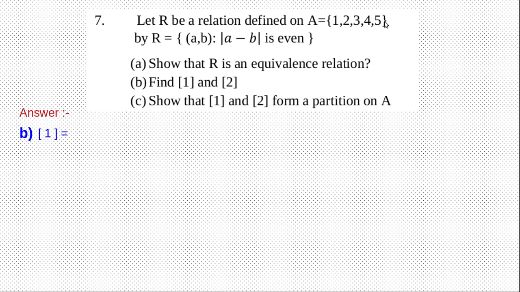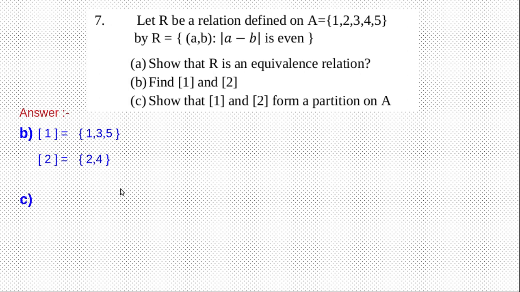What is the reason? The difference of any two odd numbers is even. And the difference of an odd number with an even number is not even. Hence, the set of all elements related to 1 are the odd numbers in this set, which are 1, 3 and 5. Therefore, the equivalence class containing 1 equals the set {1, 3, 5}. We can find the equivalence class of 2 in the same way. The difference of any two even numbers is even. Therefore, the set of all even numbers in this set is the equivalence class of 2, which is the set {2, 4}. Then class 1 equals {1, 3, 5} and class 2 equals {2, 4}.